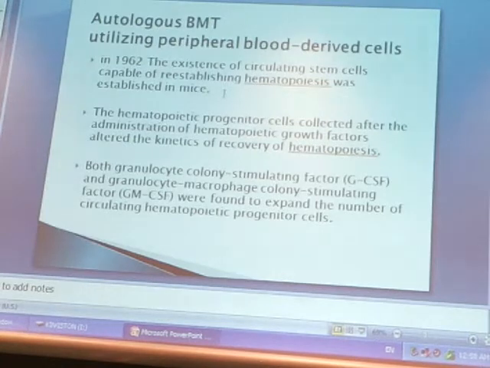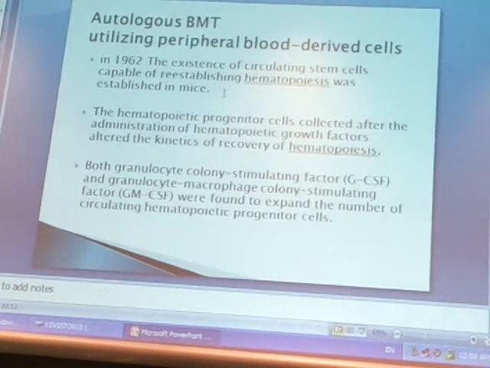So now we have only limited indications for bone marrow transplant: hematological malignancies, and among solid organ tumors, only germ cell tumors. Otherwise, we don't. So if anybody tells you that for a systemic disease like sarcoma, breast cancer, lung cancer or kidney cancer you need transplant, there's no indication at this time for bone marrow transplant.